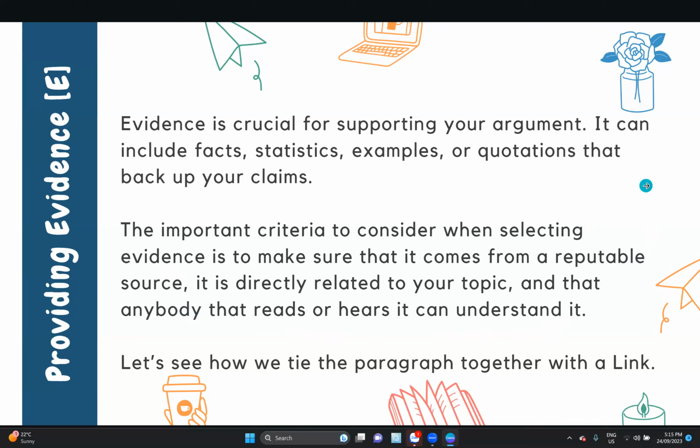So let's see now how we tie the paragraph together with the linking sentence.